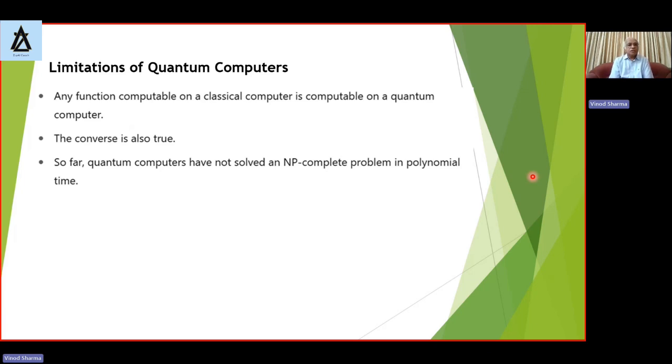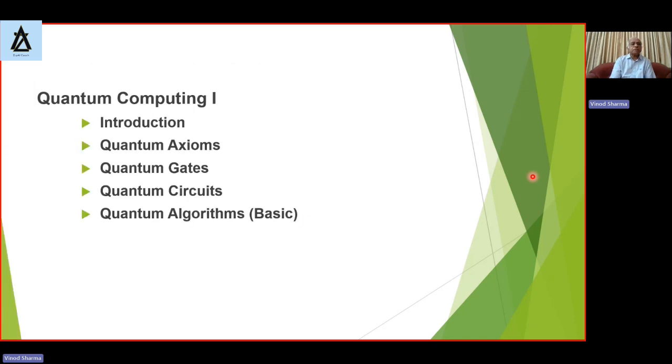Another important limitation is that so far we have not found any example where quantum computers have been able to solve an NP complete problem in polynomial time. Although we have given many examples of exponential speed up, we have not been able to get such speed up for NP complete problems. However, we have given many examples where quantum computers are going to be very beneficial for us in everyday life. In these modules, we will have three modules.